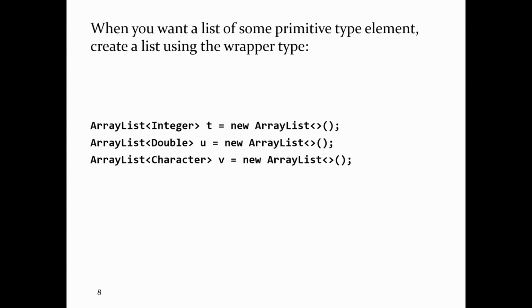All right, so if you want a list of some primitive type, you end up making a list using the wrapper type instead. So if I want a list of int, you have to make a list of Integer. If you want a list of double, you have to make a list of big D Double. If you want a list of char, you have to make a list of big C Character instead.